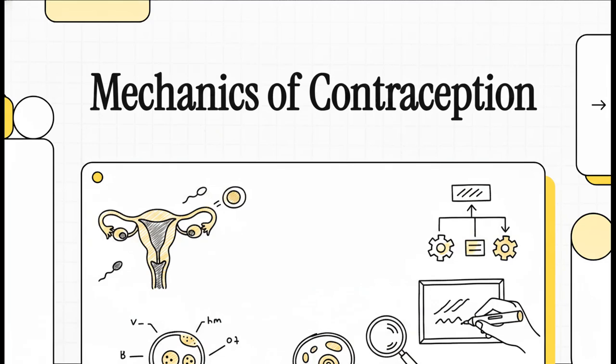Welcome to this explainer. Today we're going to completely tear down the biological mechanics of contraception. We're treating the human reproductive system just like a massive, complex piece of engineering. We really want to see exactly how different methods intercept human reproduction. This way, you don't just memorize the what, you actually understand the precise how.